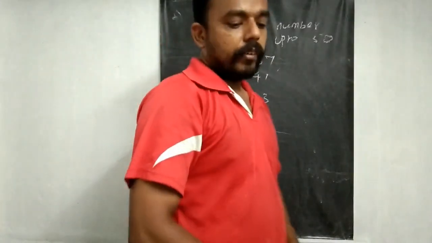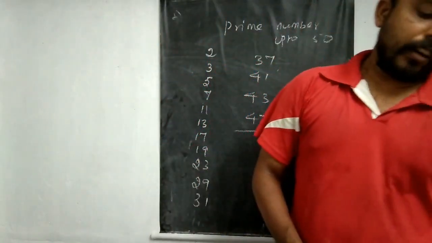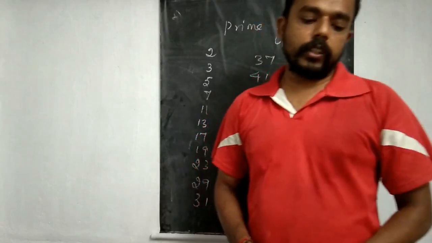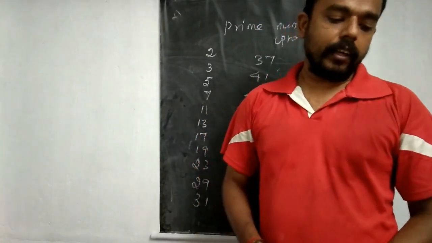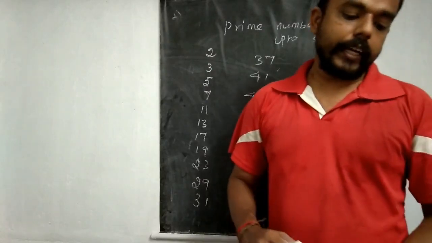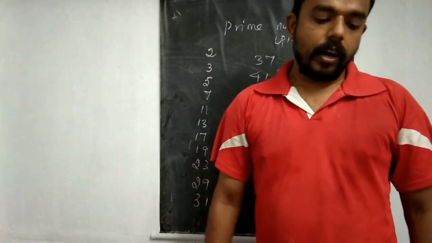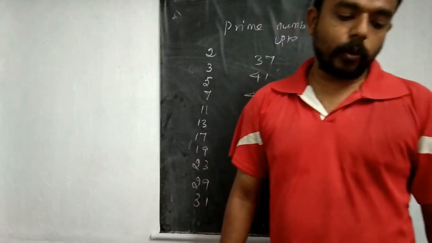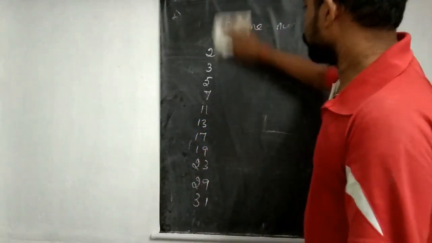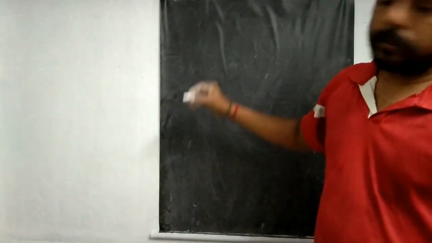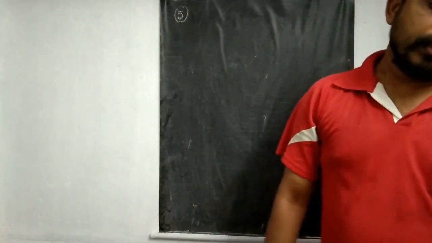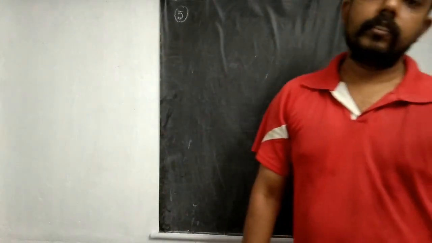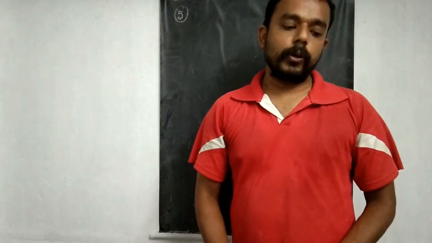Next, fifth problem. For each of the following numbers, find the smallest whole number by which it should be multiplied so as to get a perfect square number. Also find the square root of the square number so obtained. So the fifth problem, this thing we can discuss tomorrow.